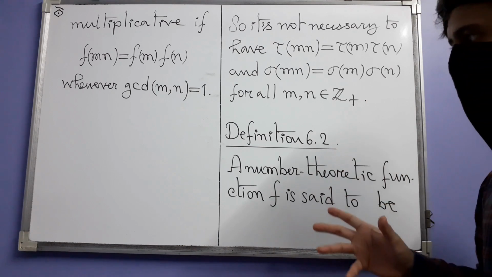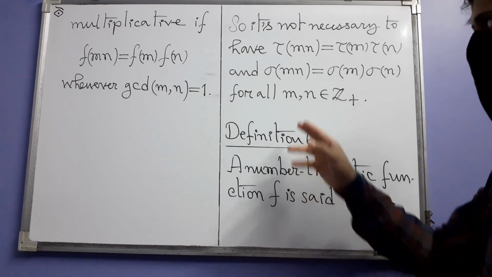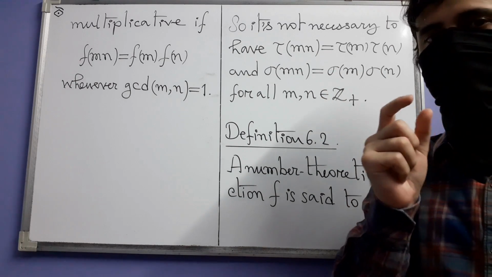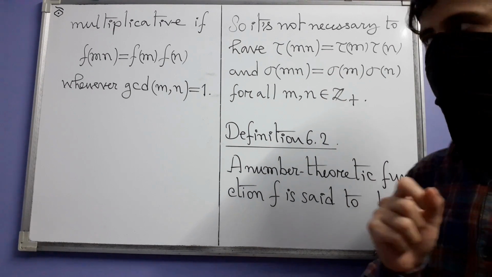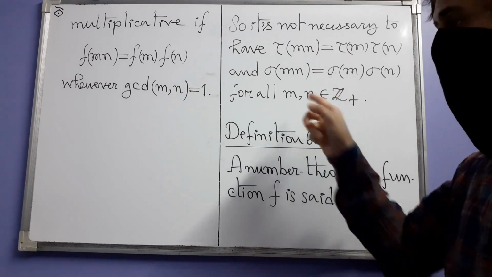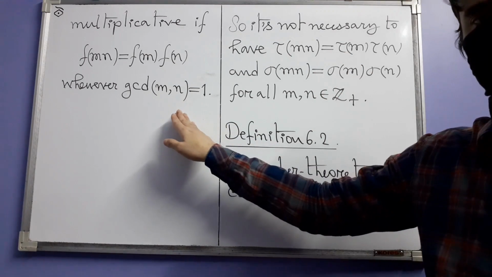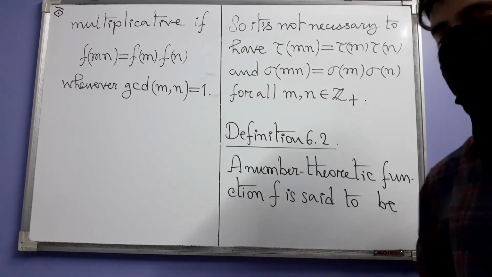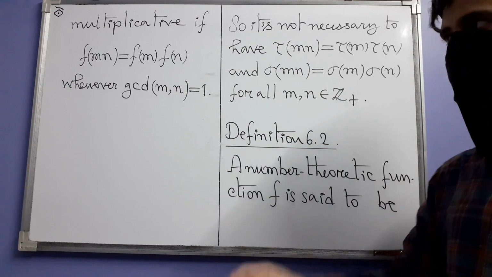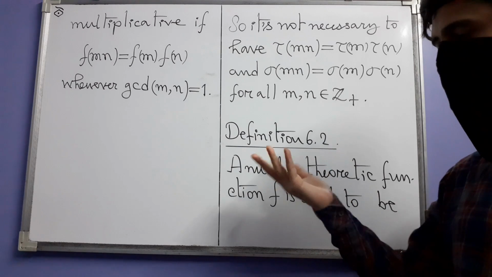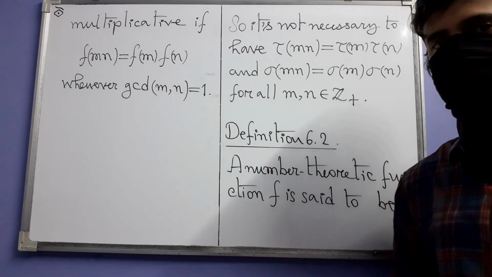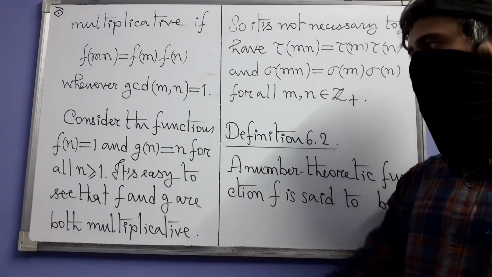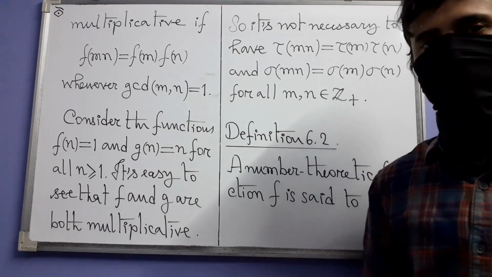Now, our aim in this video is to prove that in spite of not having these equations true in general for all positive integers m and n, actually they turn out to be true with this extra condition, and hence the functions tau and sigma are multiplicative. But before we go to that, let us see two very easy examples of multiplicative functions. And those examples are these two functions.